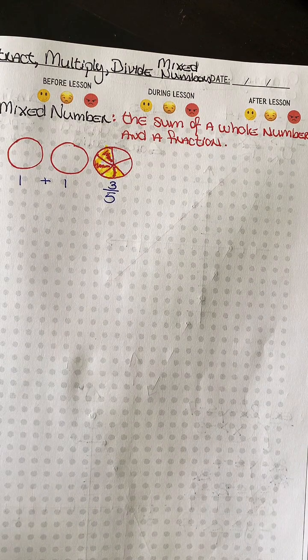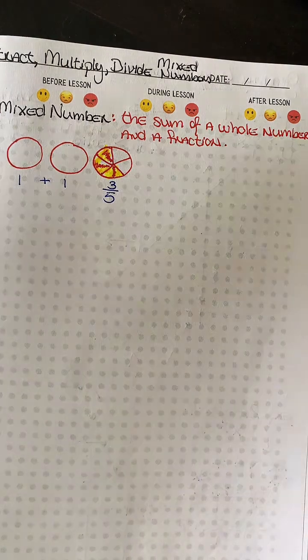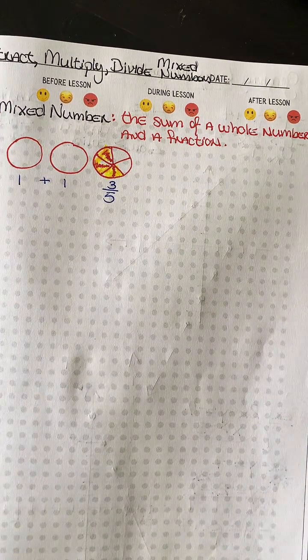So, right now, we are going to go back to the basics. I keep seeing this as a problem, so I guess I've got to be the one that has to adjust it. What we're going to be doing is adding, subtracting, multiplying, and dividing mixed numbers.